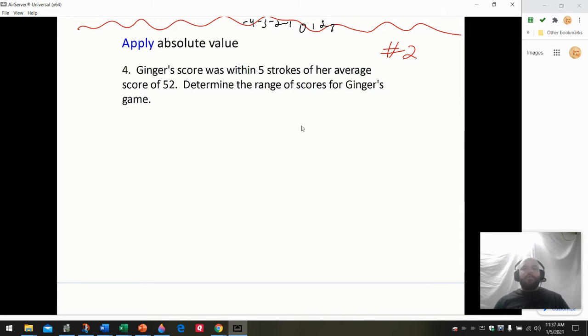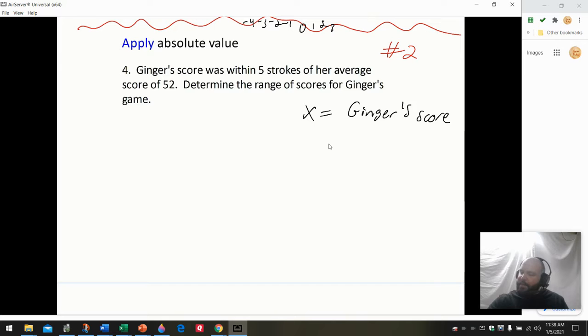And so the first thing that we're going to do is we're going to define a variable, and we're going to call x the score that Ginger got. So we'll say Ginger's, that's her actual score that she just shot the last time she was on the golf course. And so what it says is her actual score that she got was within 5 strokes of her average, which is a 52. So here's how we arrange that.